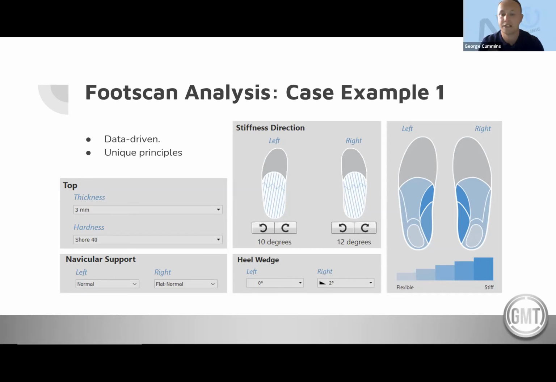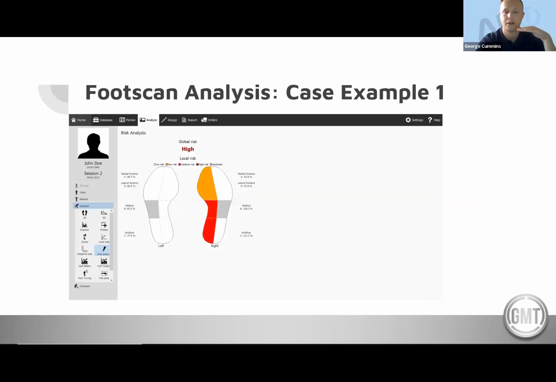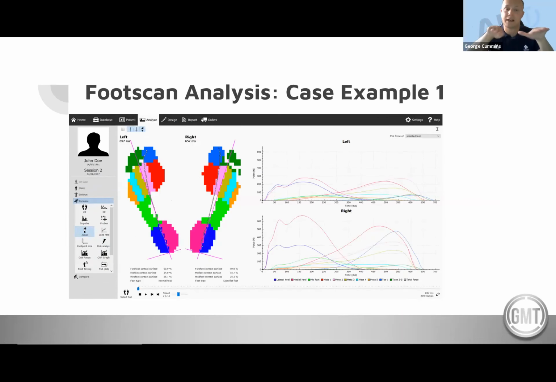It will also suggest any level of rear foot control that might be required. And we can see here for this individual, it suggests a neutral heel on the left, but a 2-degree medial rear foot post on the right-hand side. Now we can see here that the right heel does collapse in.